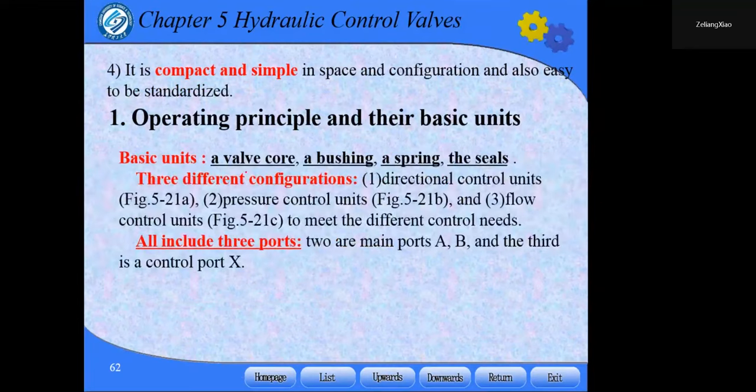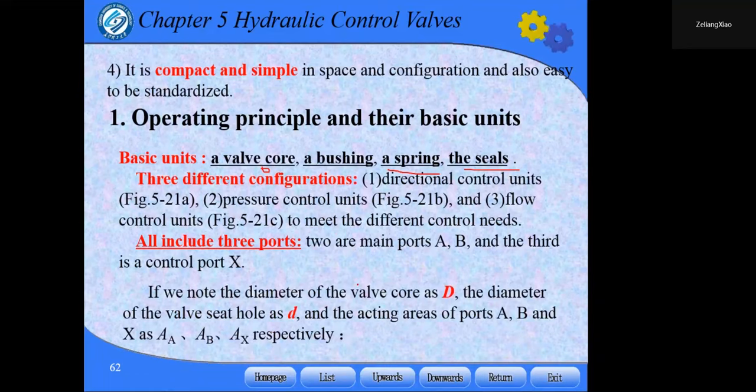It is basically a unit of valve, just as the valves we have mentioned: a core, a bushing, a spring, and the seals. There are three different configurations: directional control units, pressure control units, and flow control units, to meet different control needs. So it should include three parts: two main ports and the control port X.